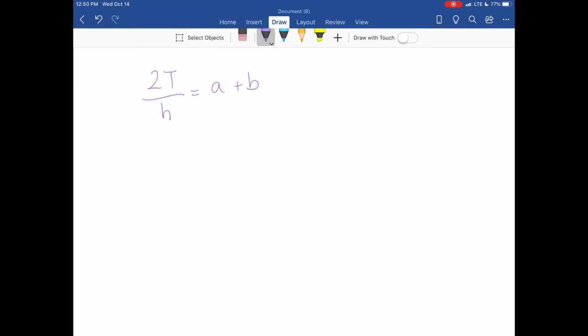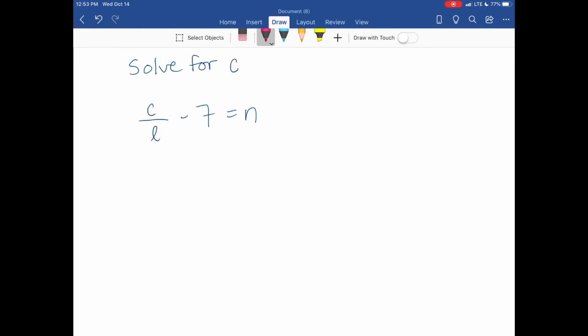I want a by itself. I'm trying to solve for a. So then here comes my next step. I'm going to subtract b. Keep in mind that 2t over h and b are not like terms, so I can't combine them. But then that leaves me with my solution of a equals 2t over h minus b.